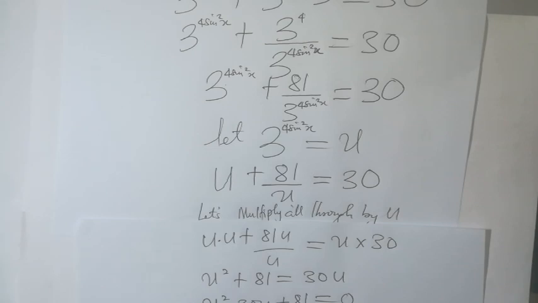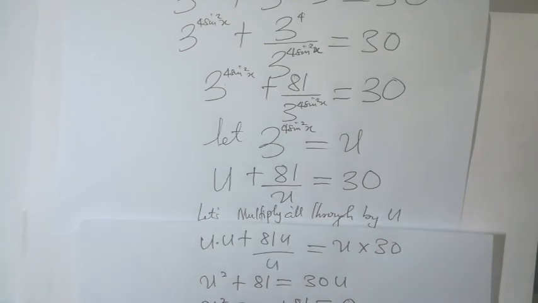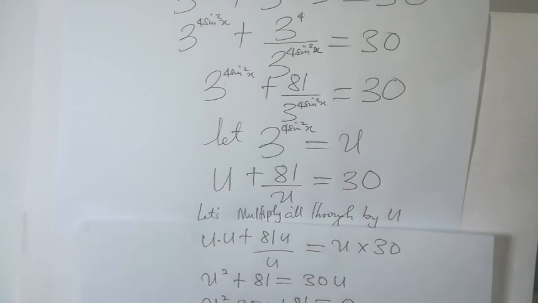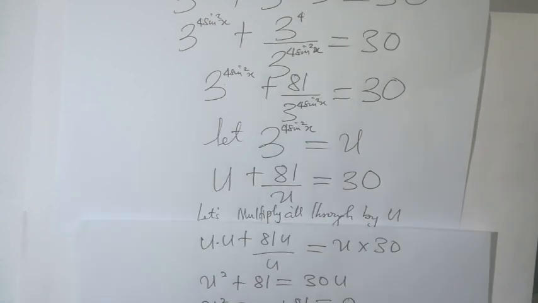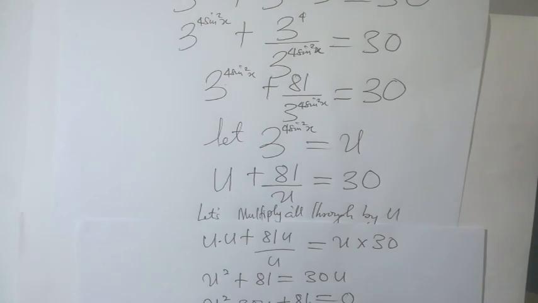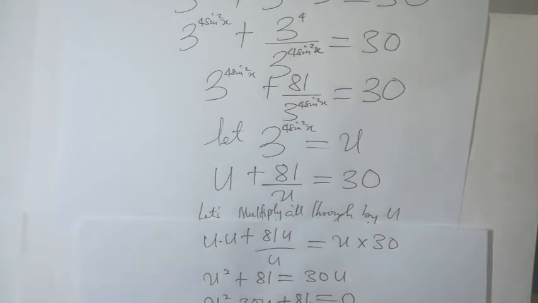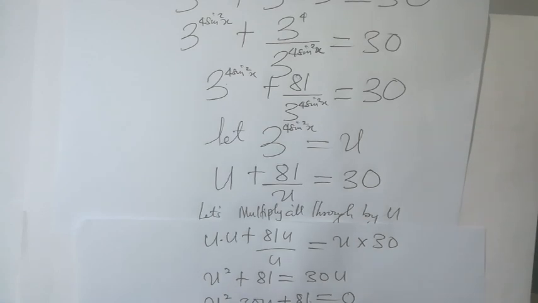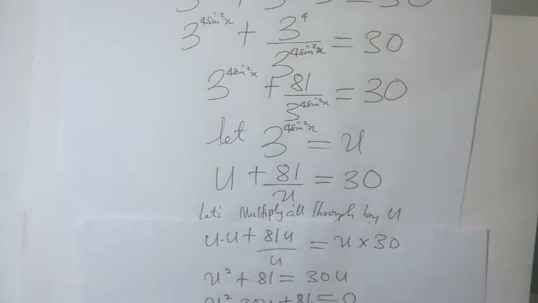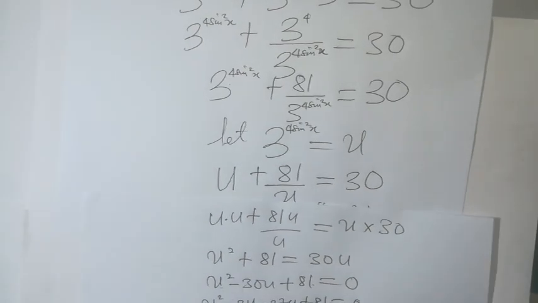So we are going to use the factorization method. The factorization method requires that we look for two numbers that when we multiply them, we will have 81, and when we subtract them, we'll have what? 30. Those two numbers are what? u square minus 3u minus 27u plus 81 is equal to 0.